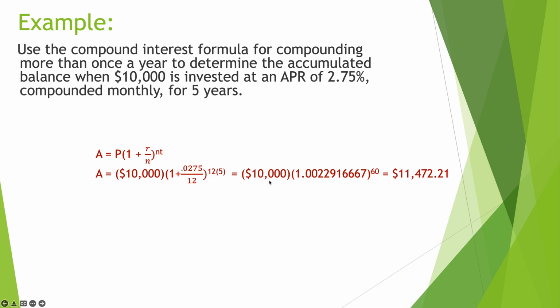So that's 10,000 times. And then on your calculator, you just type in 1 plus 0.0275 divided by 12. And it'll give you that number, 1.002291. And it's to the 60th power because 12 times 5 is 60. And it'll tell you $11,472.21. So the biggie on this one is to be careful. When it says compounded monthly, you know that denominator has to be 12. And since these match, they're both n, we also have 12 there.